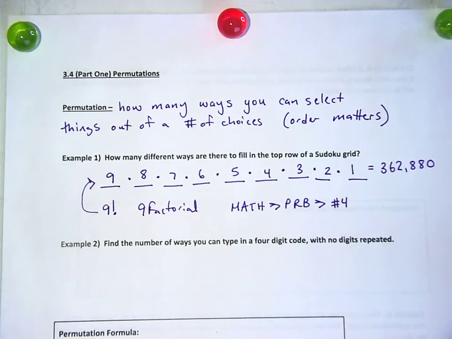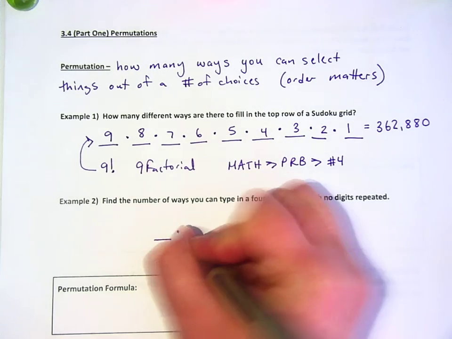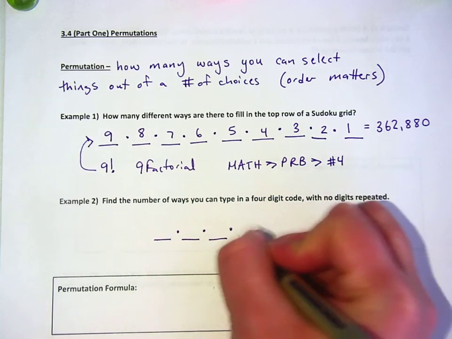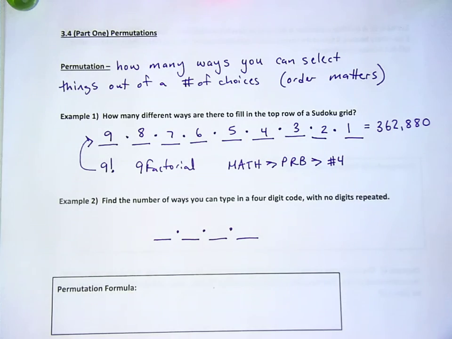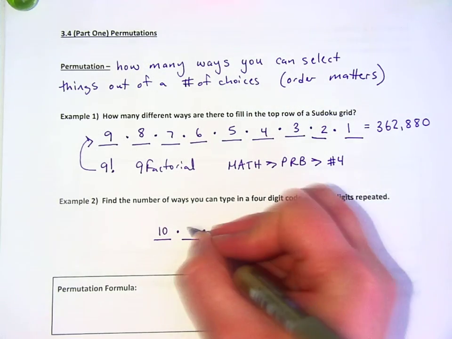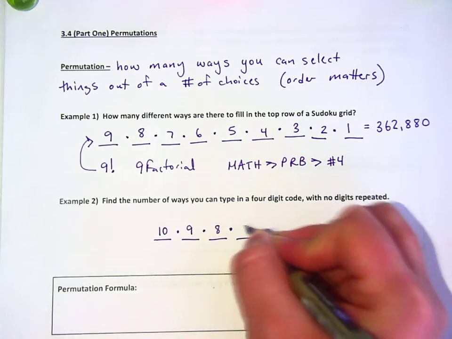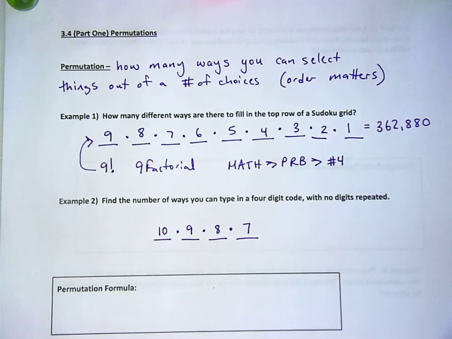Okay. Find the number of ways you can type in a 4-digit code with no digits repeated. All right. Somebody want to tell me what to do? Yes? Since it's going 0 to 9, there'd be 10. So you can do 10 factorial. Well, you can't really do 10 factorial, can you? Because this would be 10 times 9 times 8 times 7. Oh. Because there's only 4 digits in the code, right? We don't need the other ones.